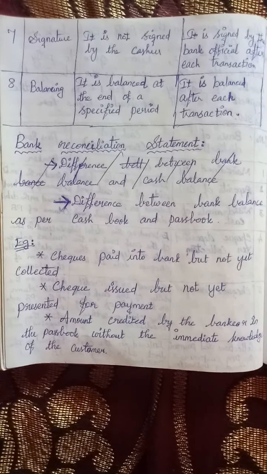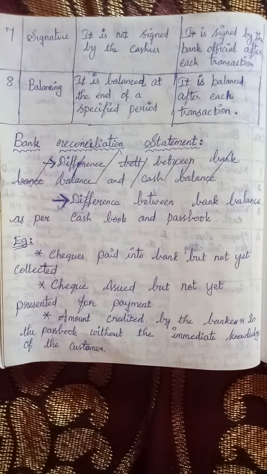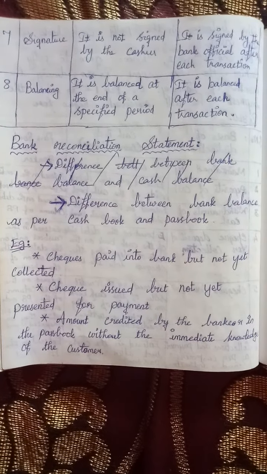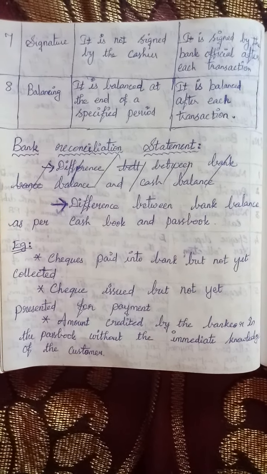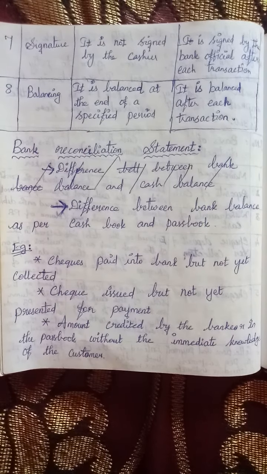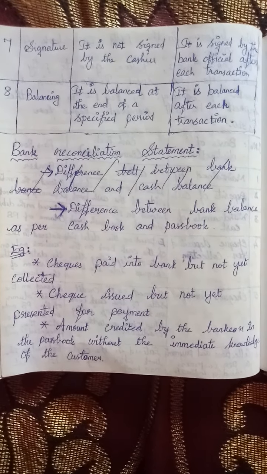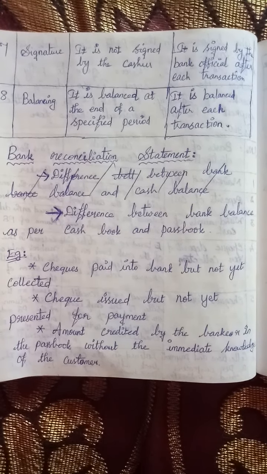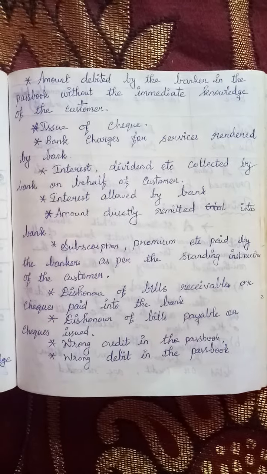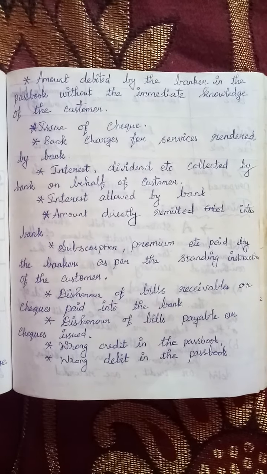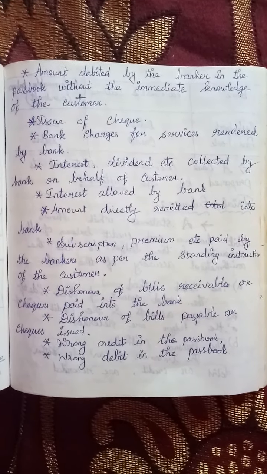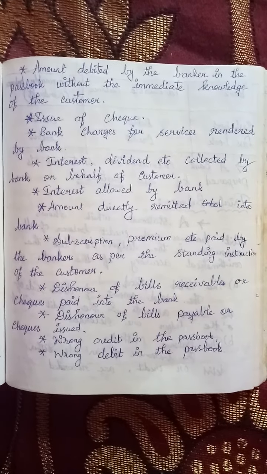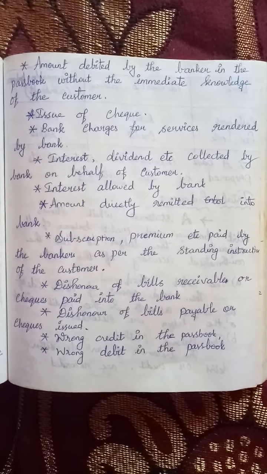Bank reconciliation statement. Difference between bank balance as per cash book and passbook. Examples: checks paid into the bank but not yet collected. Checks issued but not yet presented for payment. Amount credited by the banker in the passbook without the immediate knowledge of the customer. Amount debited by the banker in the passbook without the immediate knowledge of the customer. Issue of check. Bank charges for services rendered by bank.